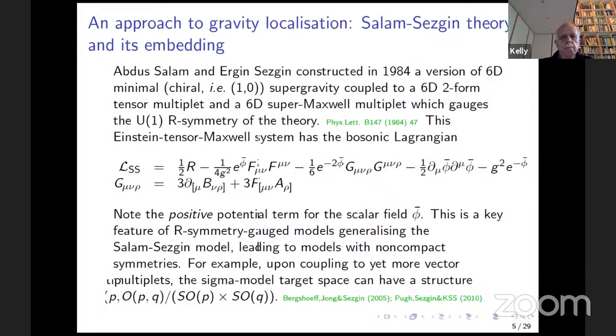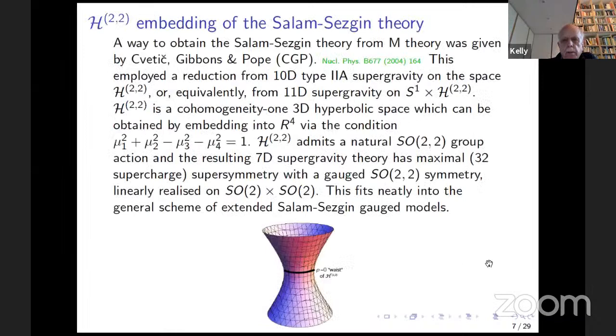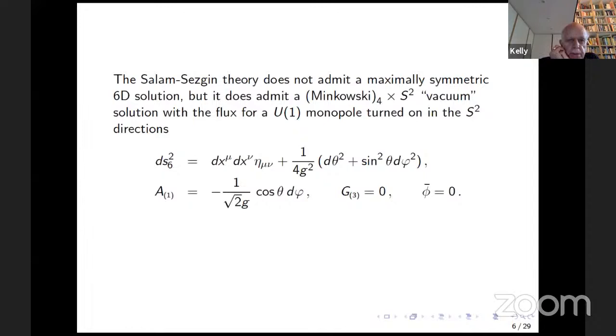Well, anyway, one can generalize these models to SO(p,q) over SO(p) cross SO(q) target space for the scalars, found in a variety of papers back around 2005, 2010. So this Salam-Sezgin theory does not admit a maximally symmetric solution in six dimensions, but what it does admit is a four-dimensional Minkowski space cross a sphere, which we'll call a vacuum, together with a flux turned on for a U(1) monopole in the spherical directions.